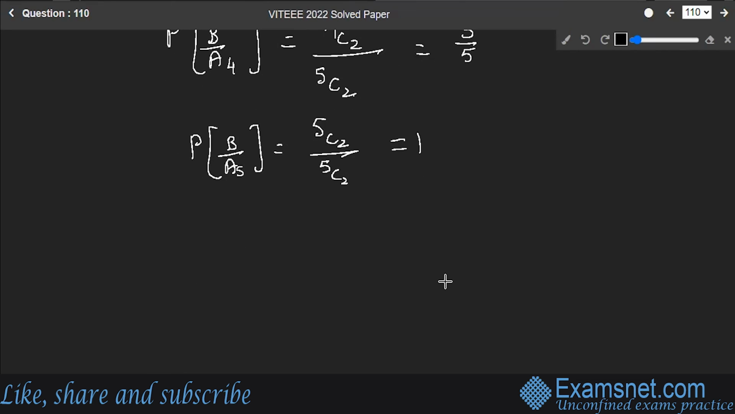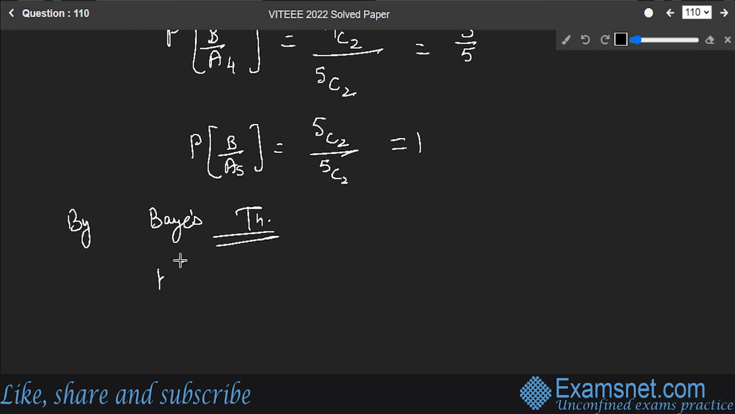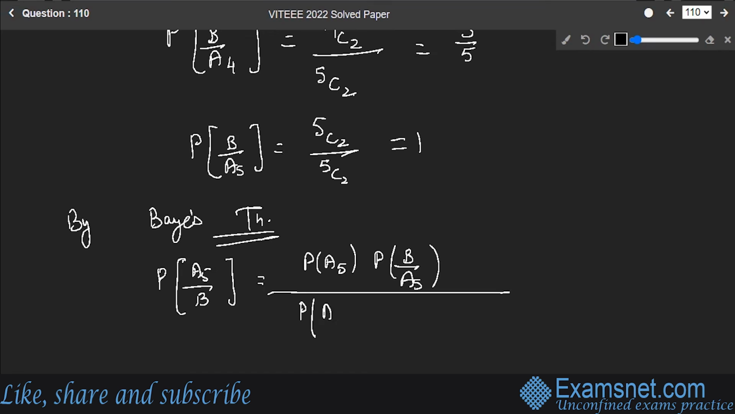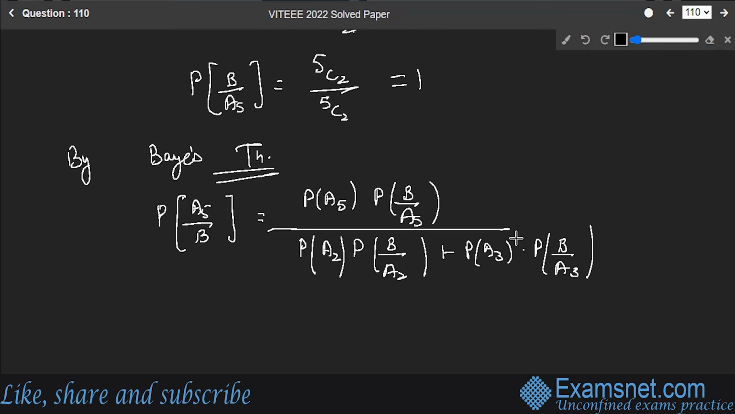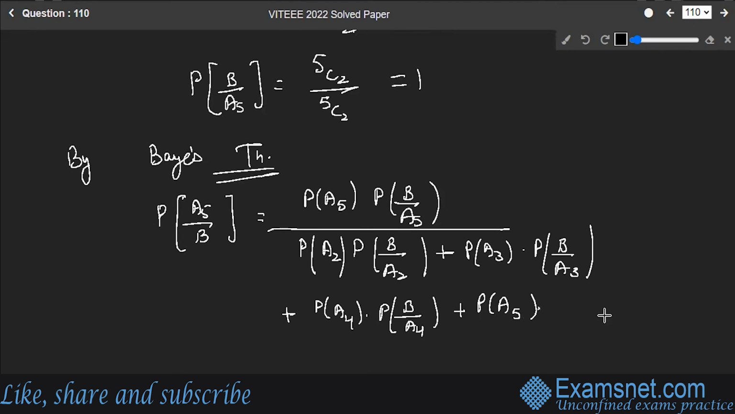Now I'm going to use the Bayes theorem. By Bayes theorem, you have probability A5 upon B is equal to probability of A5 times probability B upon A5, whole divided by probability of A2 times probability B upon A2, plus probability A3 times probability B upon A3, continuing the denominator, plus probability A4 times probability B upon A4, plus probability A5 times probability B upon A5.